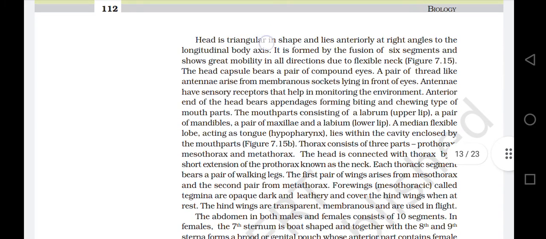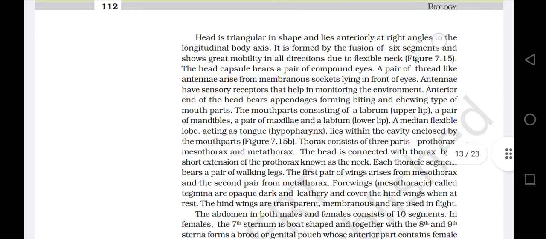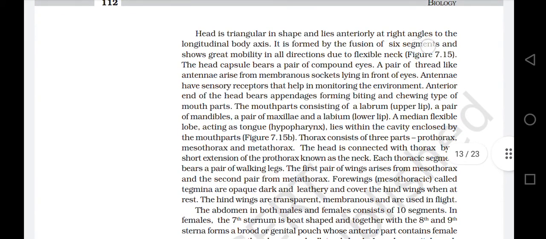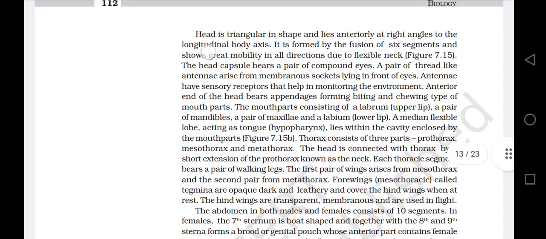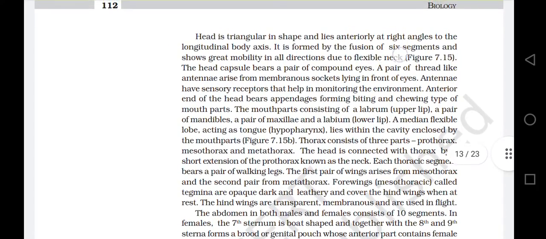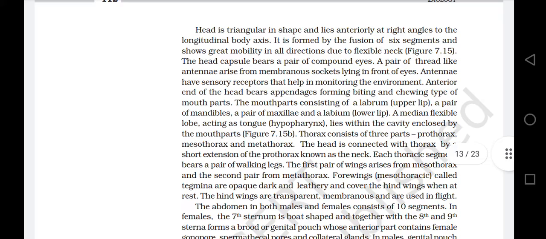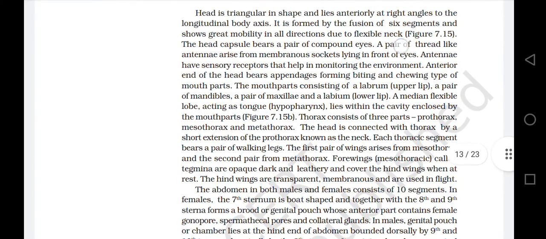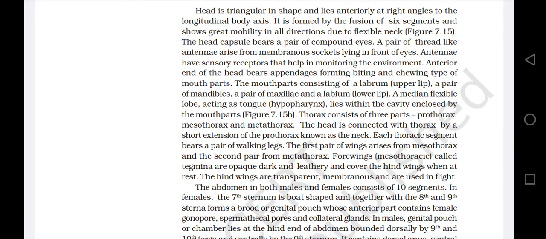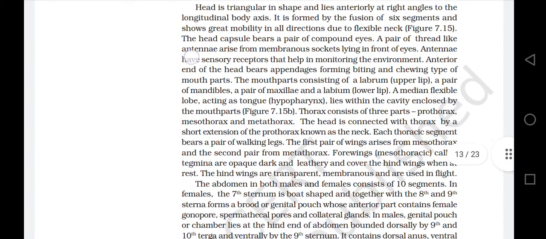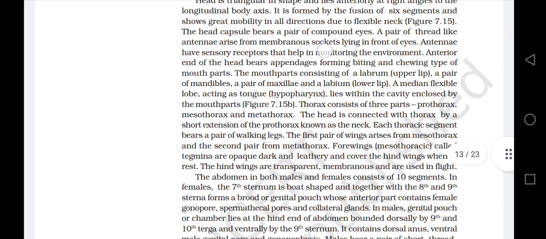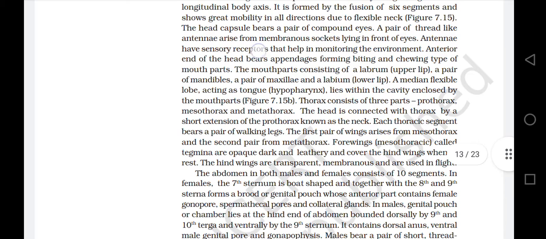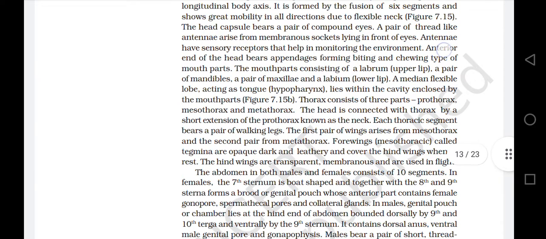Head is triangular in shape and lies anteriorly at right angles to the longitudinal body axis. It is formed by the fusion of 6 segments and shows great mobility in all directions due to a flexible neck. Figure 7.15. The head capsule bears a pair of compound eyes. A pair of thread-like antennae arise from the membranous sockets lying in front of the eyes. Antennae have sensory receptors that help in monitoring the environment.